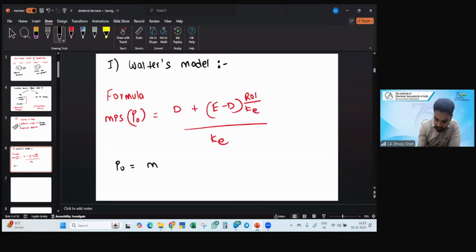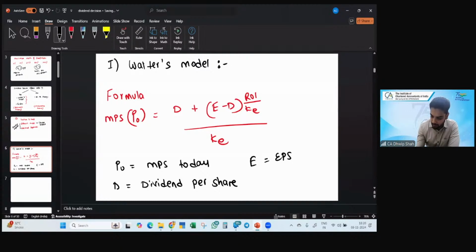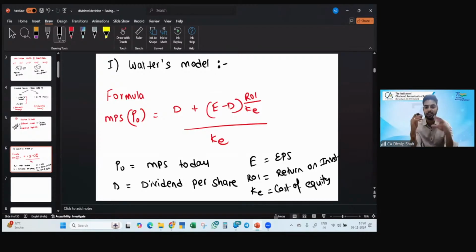P0 is market price per share today. D is dividend per share. E is earnings per share. ROI is return on investment. KE is cost of equity or capitalization rate. Cost of equity means cost of equity to the company. In other words, it is nothing but the expectation of the shareholders.